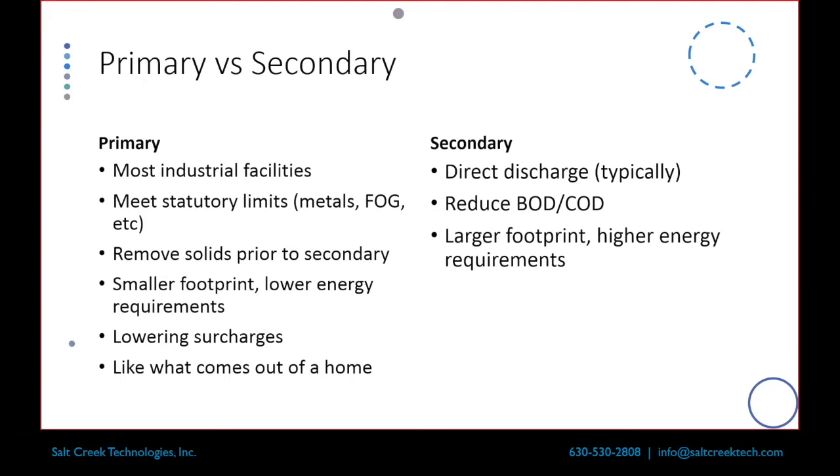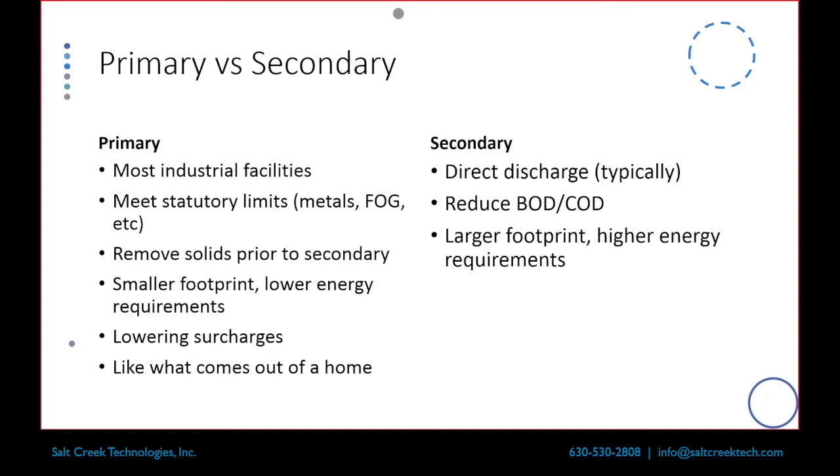And finally, the way I like to look at a primary system is it's going to make what's coming out of your industrial facility look like what might come out of a home. Okay, so if you want to get rid of the metals, you're not at your house dumping entire gallons of oil down the drain and things like that. So you just want it to get to a lower FOG, lower metals concentration, in some cases a lower BOD concentration, depending on where you're discharging to.